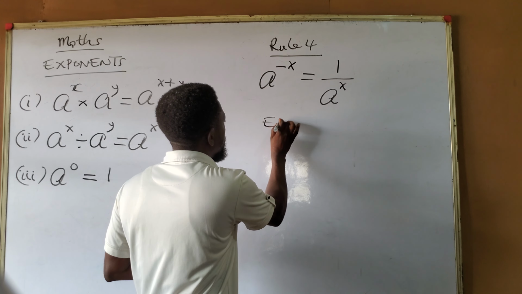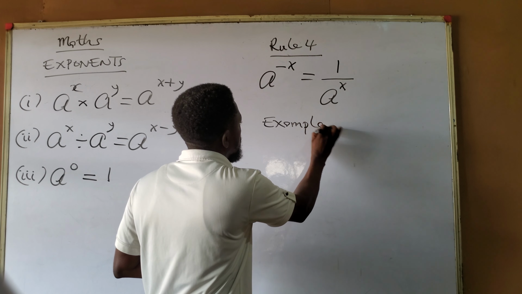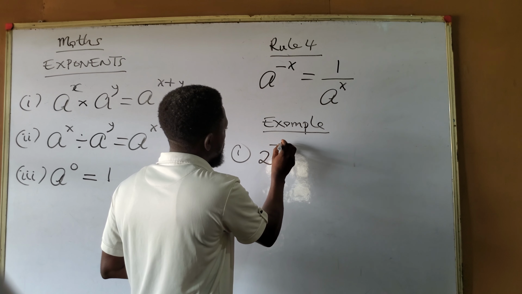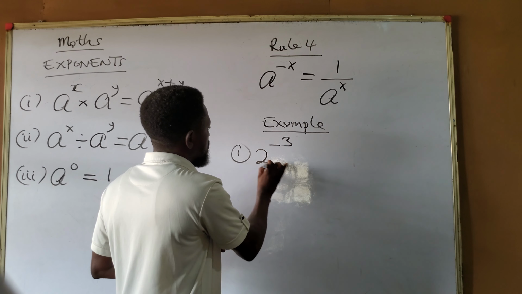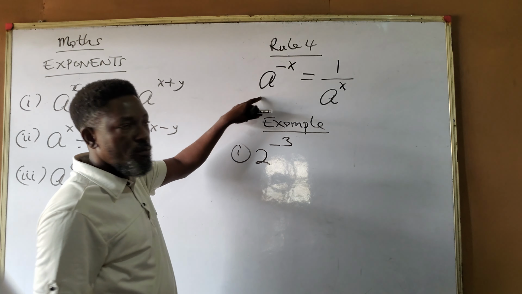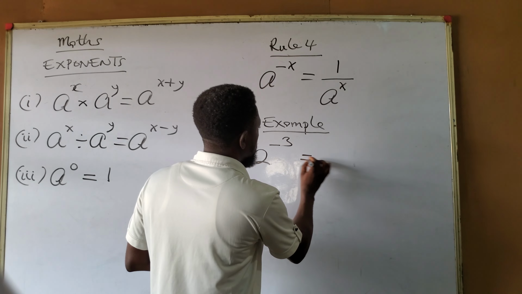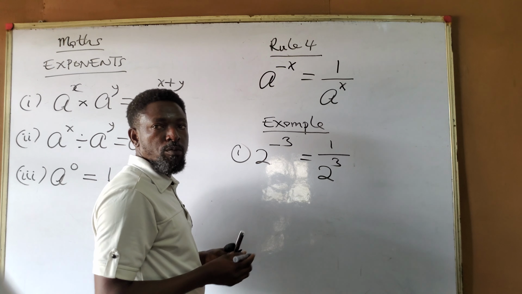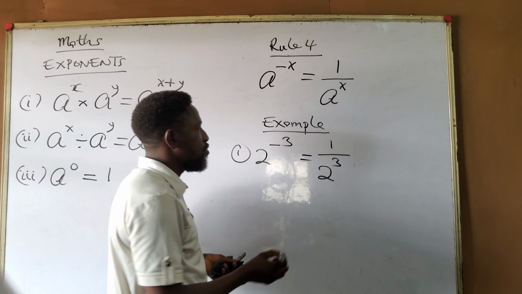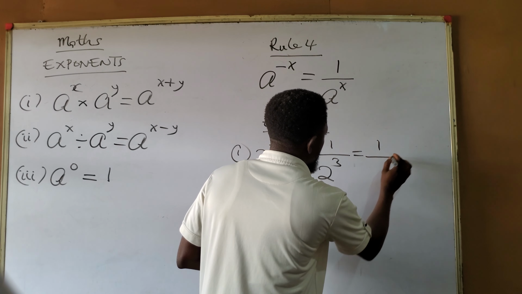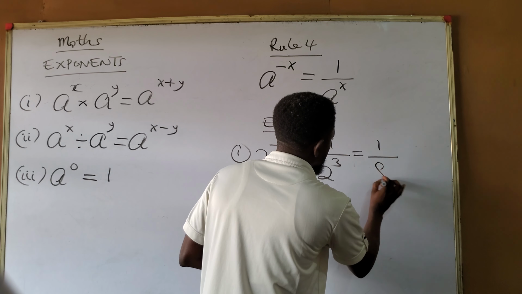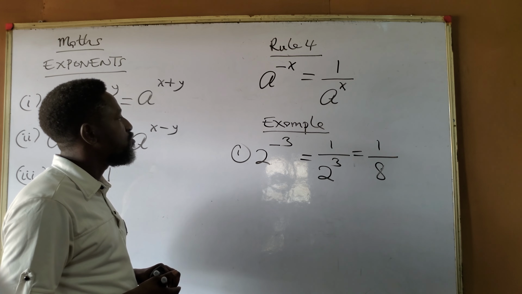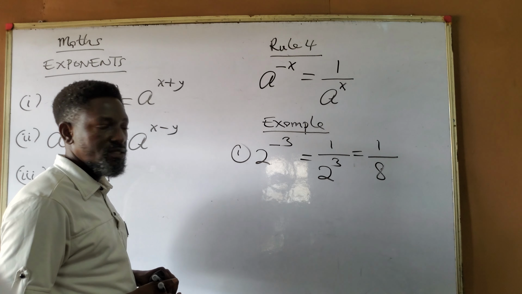Take for example, if you have 2 to the power minus 3, using rule number 4, this one will be the same thing as writing 1 over 2 to the power 3. And 2 to the power 3 means 2 times 2 times 2. So this one will give us 1 over 8. So rule number 4 is just to remove the negative index.